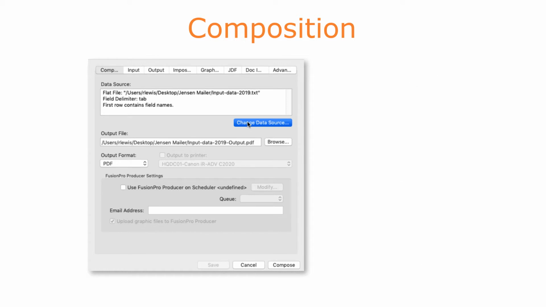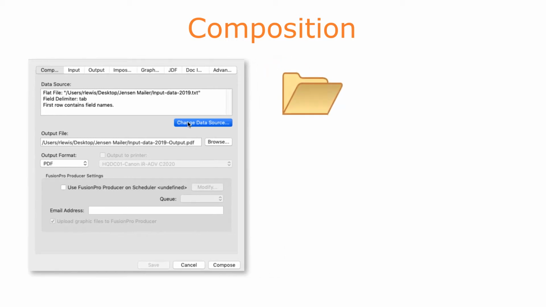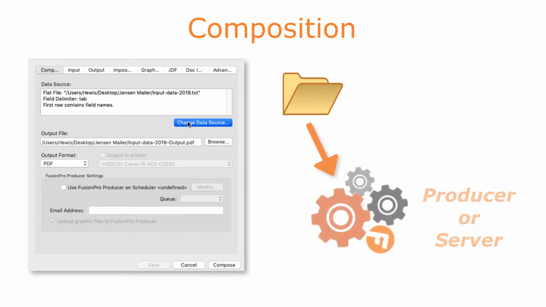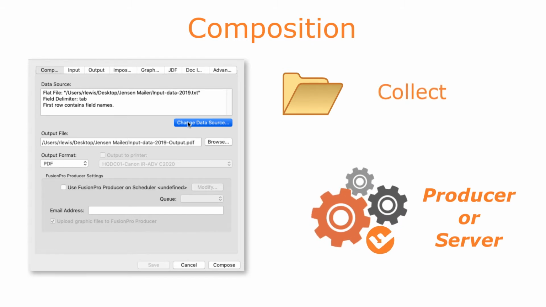While there is no limit to the number of records VDP Creator can compose, larger compositions may be better output with Fusion Pro Producer or Server, which is one of the reasons for the final step in the build process and the subject of our next video, collecting files for output.